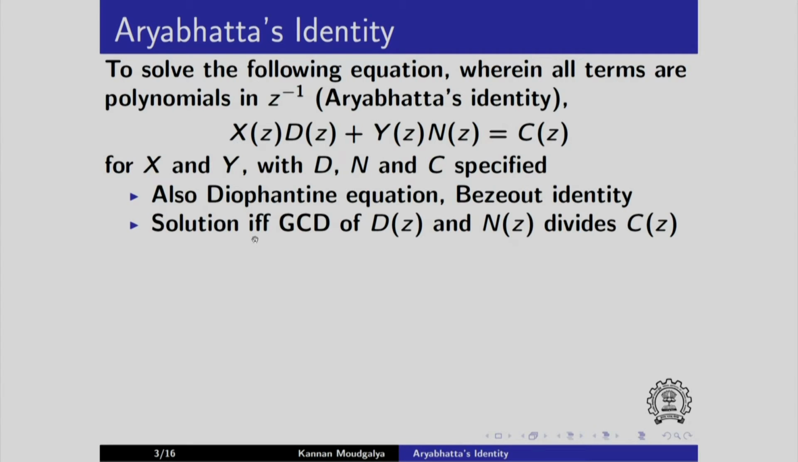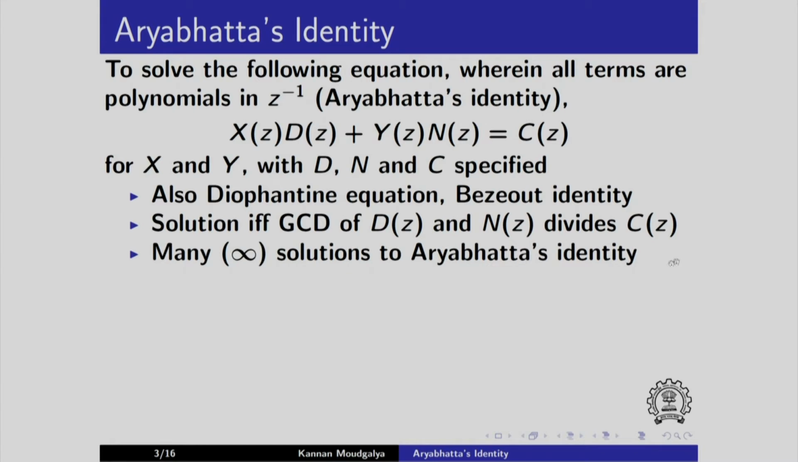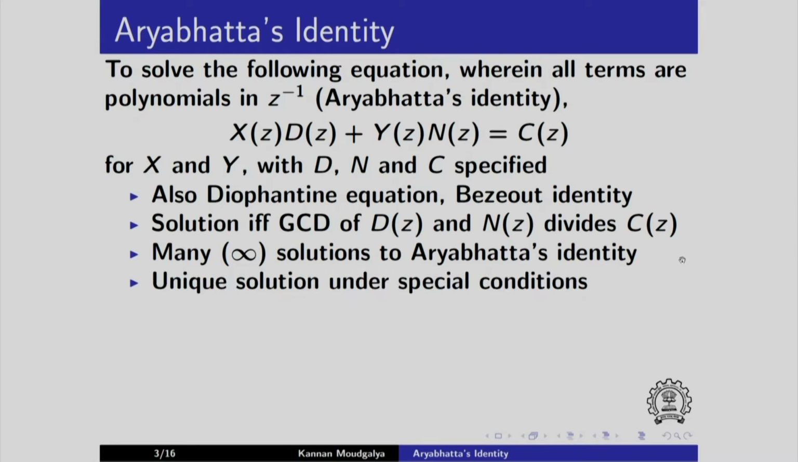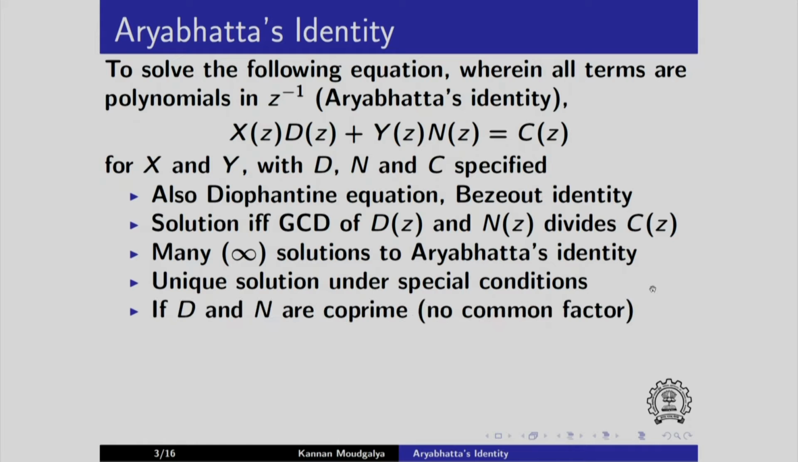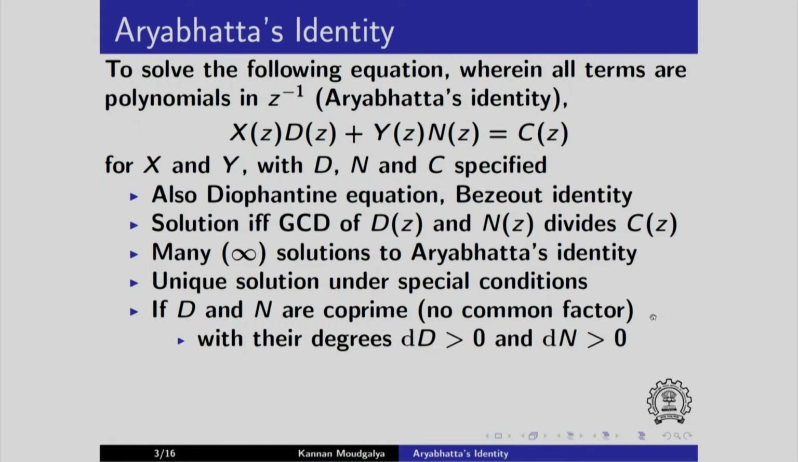It has a solution if and only if, which is abbreviated as IFF, the greatest common divisor GCD of d and n divides c. There are infinitely many solutions to Aryabhata's identity, but we can get a unique solution under special conditions: if d and n are co-prime, that is they have no common factor, with degrees greater than 0, both d and n.